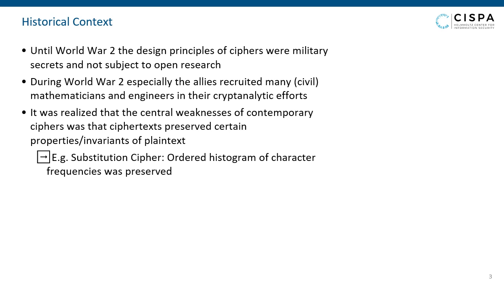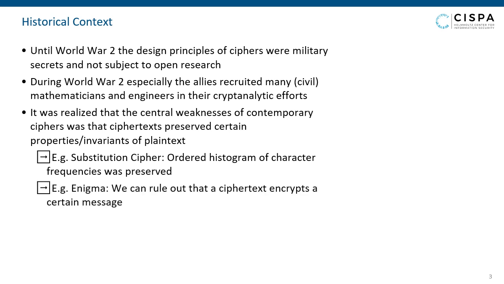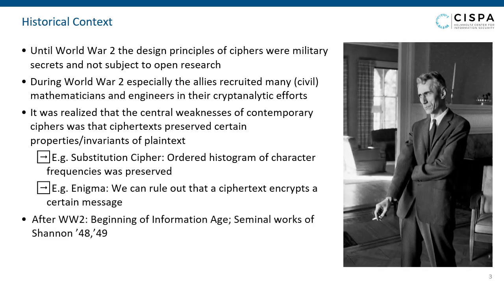For instance, for the substitution cipher, we saw that the ordered histogram of character frequencies is preserved. Or a flaw of the Enigma was that we can rule out that a ciphertext encrypts a certain message. After World War II, we saw the beginning of the information age. In science, this was reflected by the seminal works of Claude Shannon in 1948 and 1949 in information theory, the latter of which marking the birth of modern cryptography.